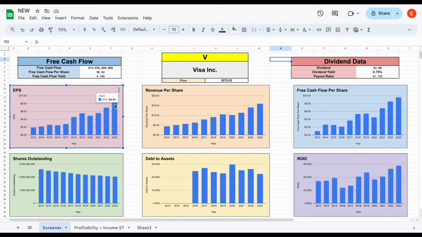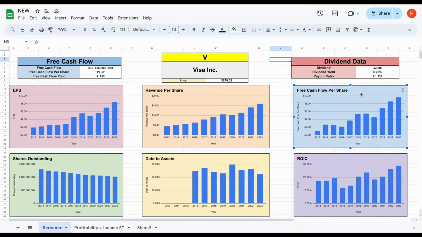Now, one of my other favorite things to look at is free cash flow per share. And keep in mind, again, there's a few different things that a company can do with free cash flow, and I talk about this quite often. One, they can reinvest back into the business, they can pay out dividends, they can do share buybacks, they can attempt mergers and acquisitions, and they can also pay down debt.